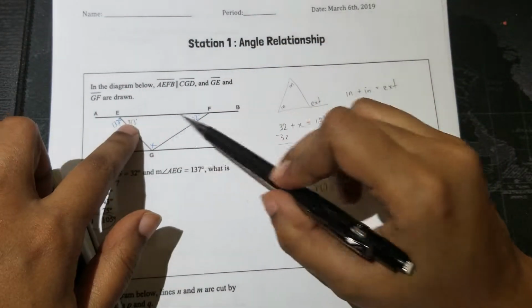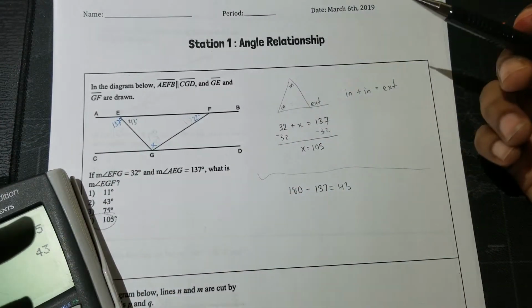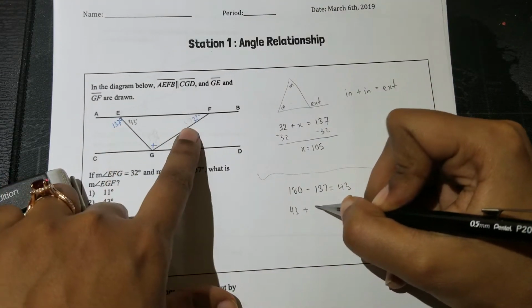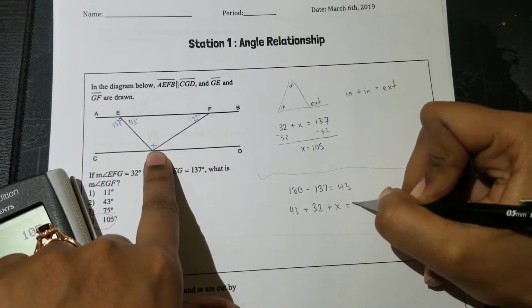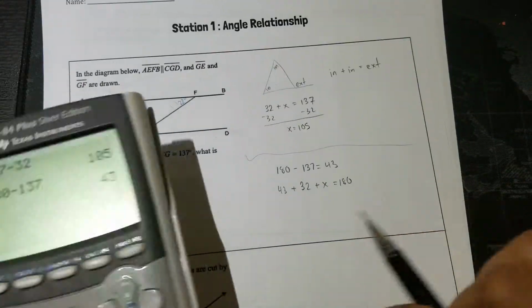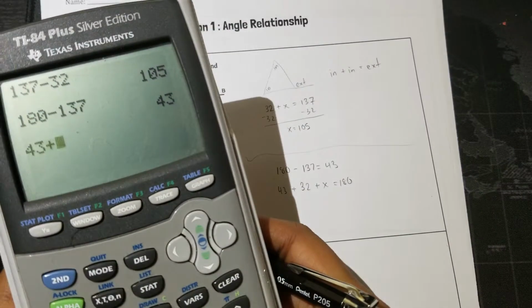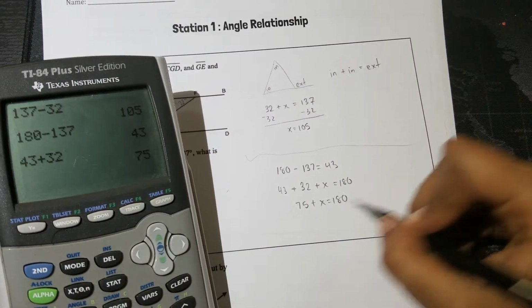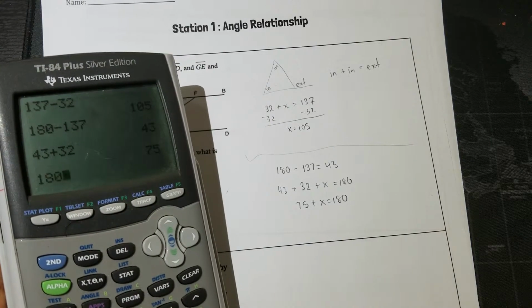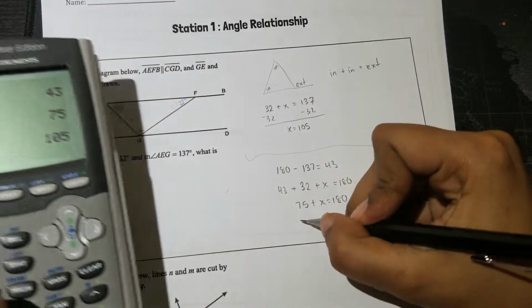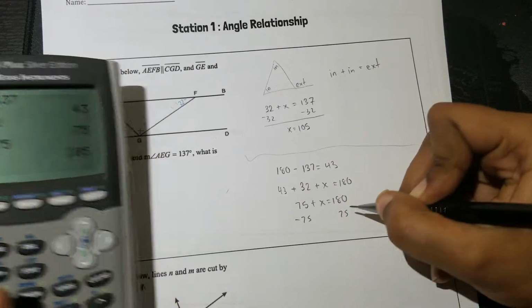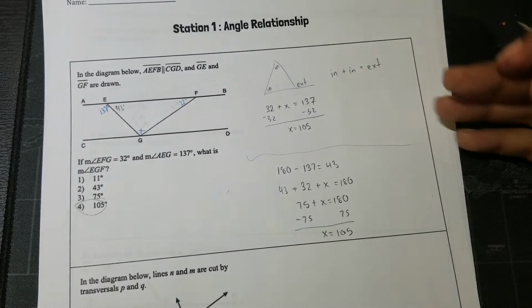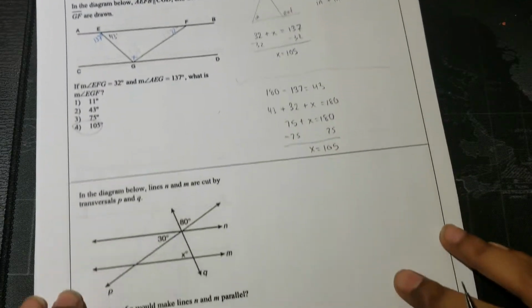Now, we have two angles in our triangle. All the angles in a triangle add up to 180. So knowing that, we can say 43 plus 32 plus x equals 180. Combine like terms, 43 plus 32 is 75, so 75 plus x equals 180. Subtract both sides by 75, and we get 105 again. So there are multiple ways to approach this problem. As long as you choose a way that makes the most sense to you, you're going to get your answer. So that's pretty much it for the first one. Let's move on to the second one.